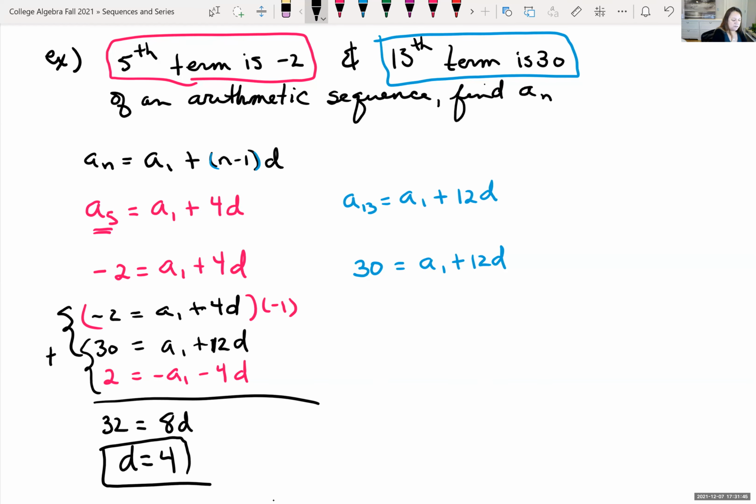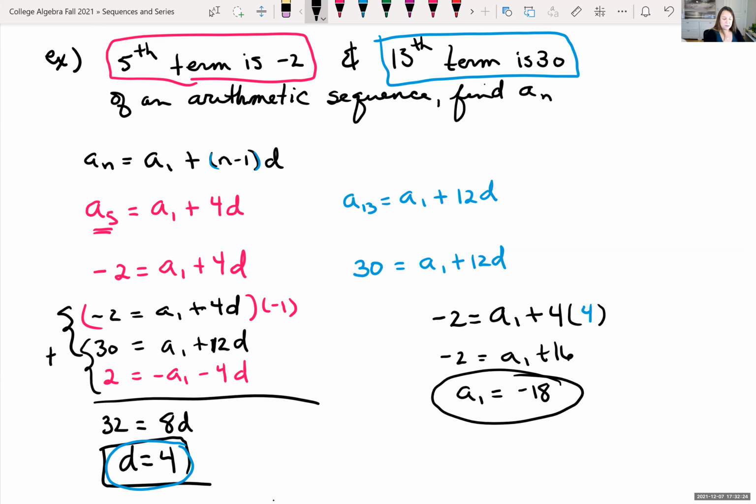So go back into one of our original equations and let's figure out what a1 is. So we know that -2 is equal to our first term, a1, plus 4 times d. But we just found that d was 4. So now we can solve for a1. So we have -2 equals a1 plus 16. Let's subtract 16 on both sides. We get a1 is equal to -18.